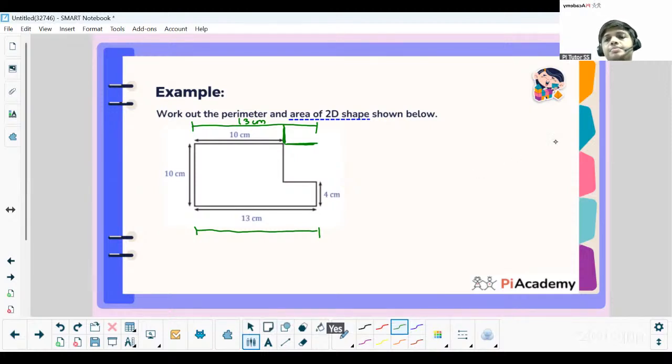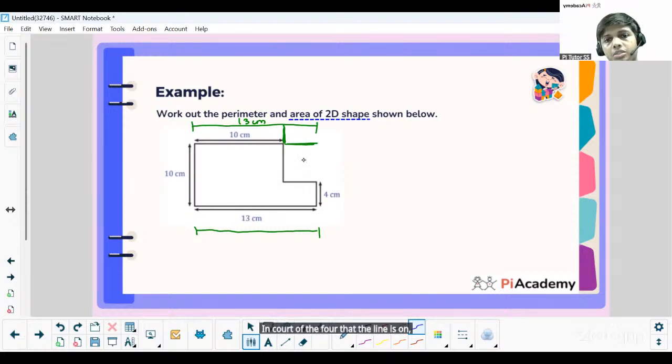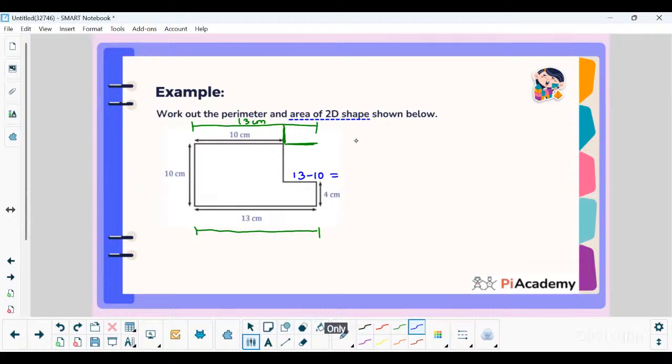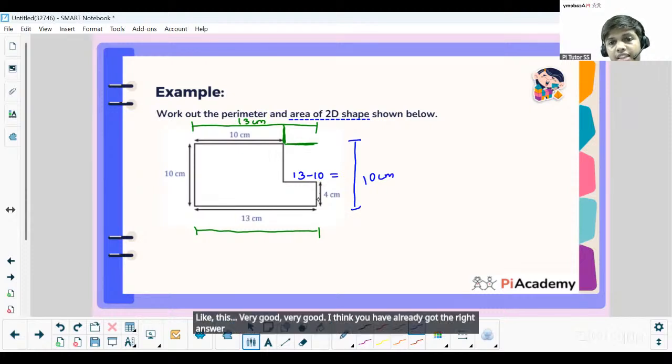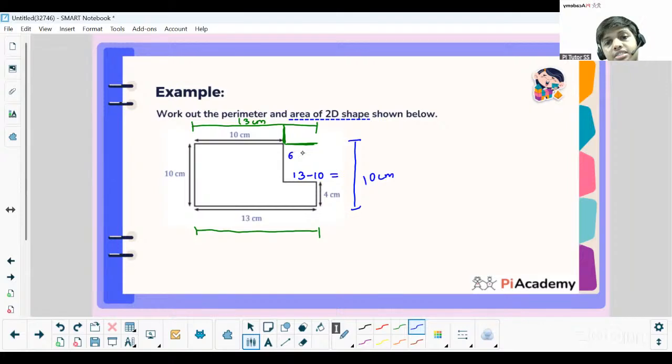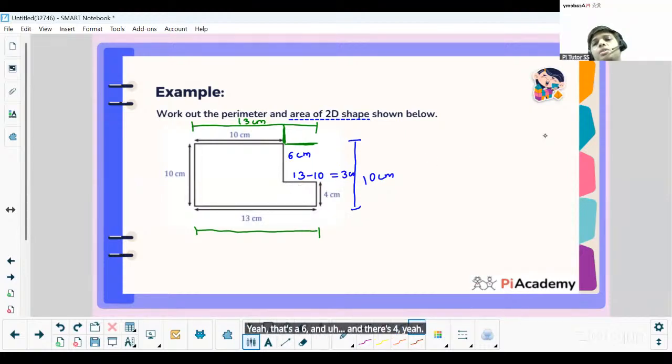Yes, Albert? You cut off the 4 that the line is on. So this should be 13 subtracted by 10, and that would be 3. Very good. I think you have already got the right answer. So if it is like 4, I need another 6 to make this a 10. That is why this side becomes 6. Yeah, that's a 6 and the other's 4. Correct. Very good, Albert.